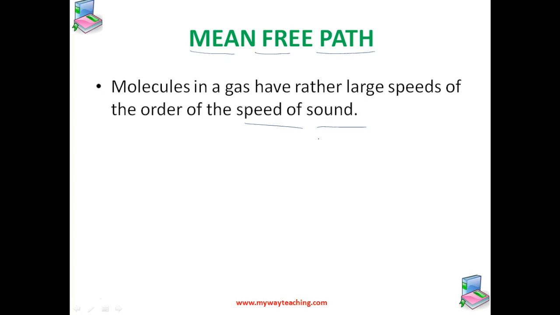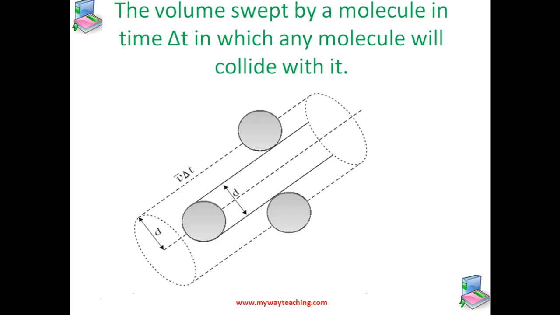Suppose the molecules of a gas are spheres of diameter d, as you can see. Focus on a single molecule with an average speed v. You just focus on any one of the molecules. Then it will suffer collision with any molecule that comes within a distance d between the centers. Then only it comes into collision. So in time delta t, it sweeps a volume that is given by pi d squared v into delta t, wherein any other molecule will collide with it.